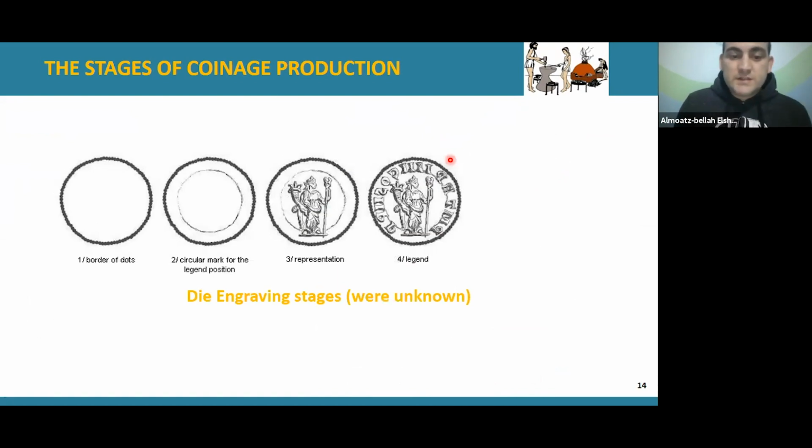Die engraving stages were unknown. The design for one side of the coin, usually the obverse, was engraved into a metal disc or a die which fit into an anvil, and the design for the reverse side was carved into the base of a metal punch. Though some dies were made of iron, engraving in iron was difficult, so dies made of bronze were far more prevalent. At some point, some designs were dropped when found to be too complex.